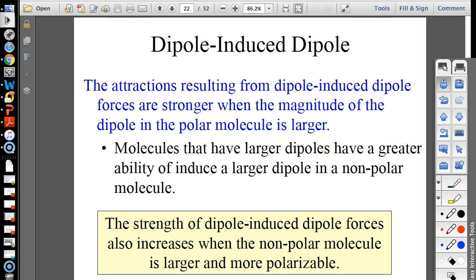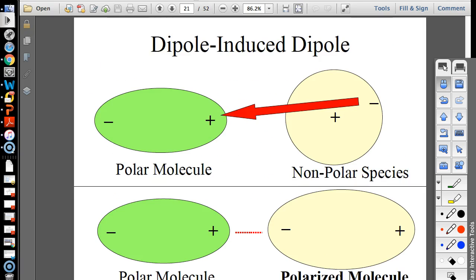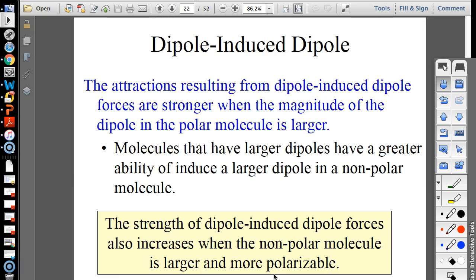So the attraction resulting from this is stronger, obviously, if you have a stronger dipole. If you have a really polar molecule, it would be able to pull the electrons to the positive side more. And it's also going to depend on how polarizable the molecule is. So if I had bromine, it would be more polarizable, so this interaction would be stronger than with water and chlorine gas. You follow me? This is so much fun. I'm having the best time ever.